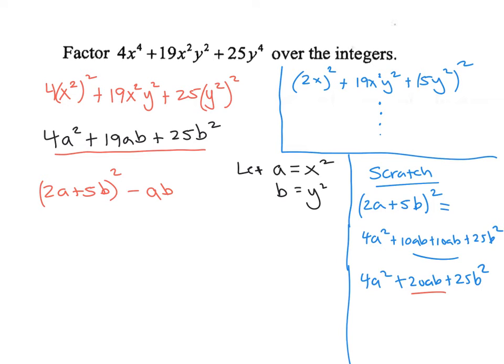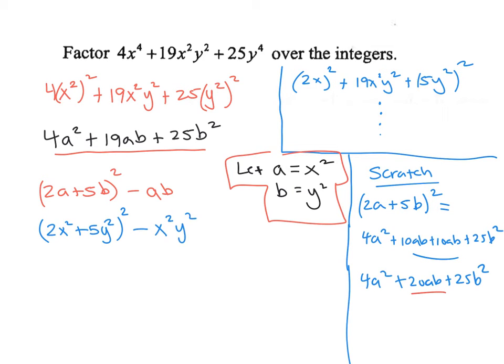Okay, here's where I should probably return to what I let a and b temporarily be set equal to. So I'm going to substitute those back in. So this is really 2x squared plus 5y squared quantity squared minus x squared y squared. And here I see that I've actually got a difference of two squares. Let's just write this again one more time.